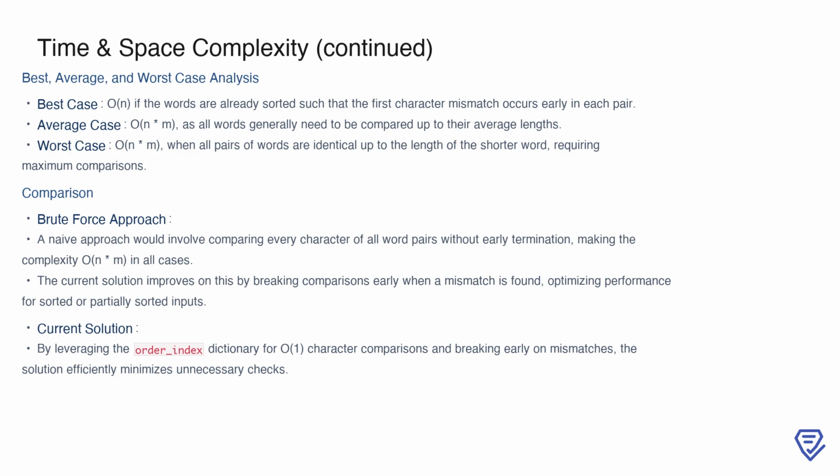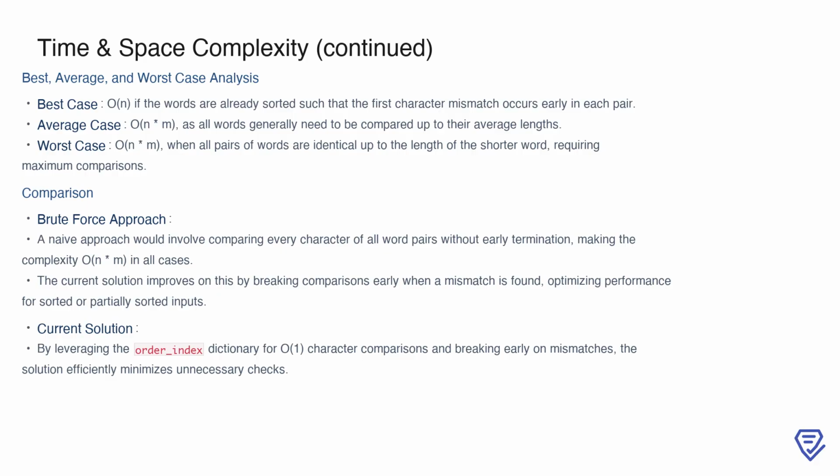The worst case occurs when all pairs of words are identical up to the length of the shorter word, requiring maximum comparisons, which is also O(n*m). Comparing this to a brute force approach, where every character of all word pairs is compared without early termination, we see the naive solution also has a complexity of O(n*m), but is less efficient in practice.